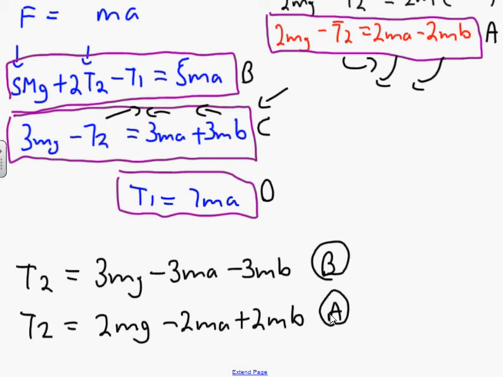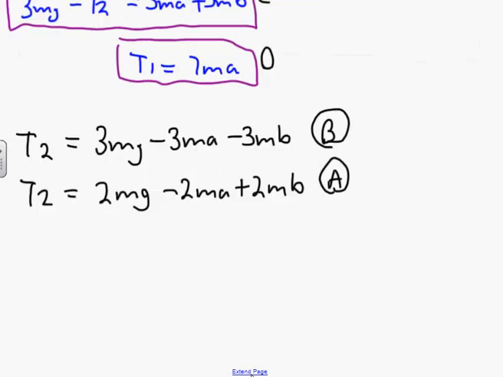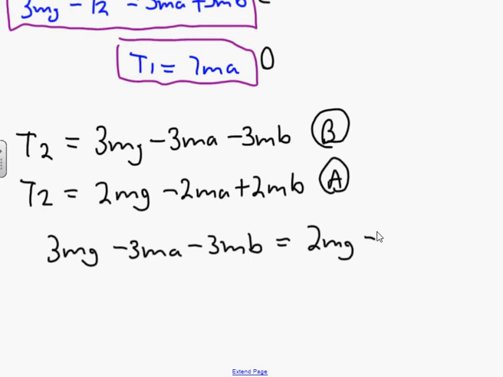Now, I'm going to put these two equations equal to each other, and then I'm going to form a simultaneous equation containing only A and B. So we're going to have 3mg minus 3ma minus 3mb equals 2mg minus 2ma plus 2mb. Bring everything over one side. Okay. The m's will cancel.